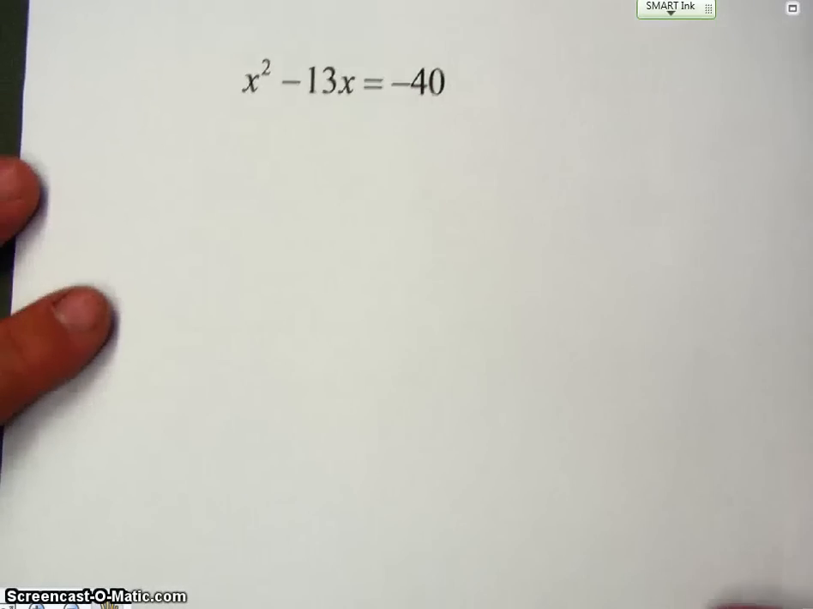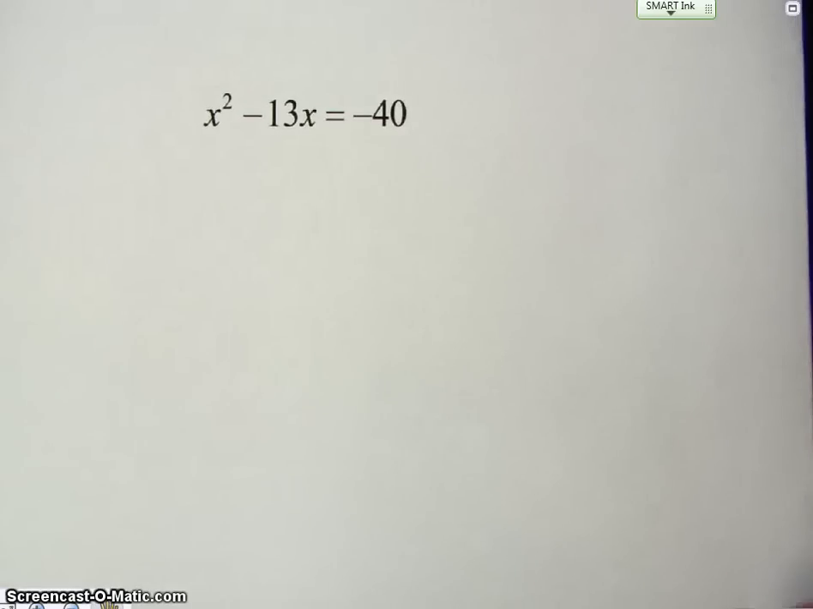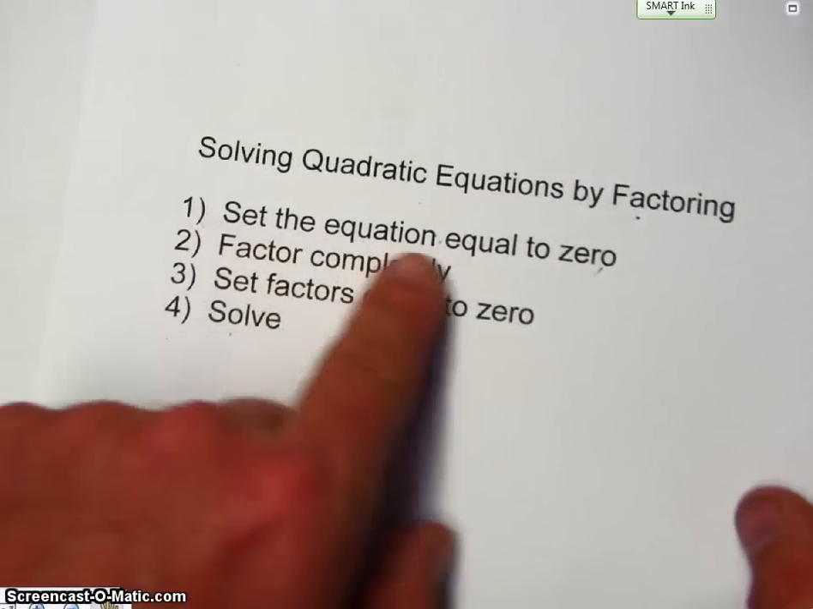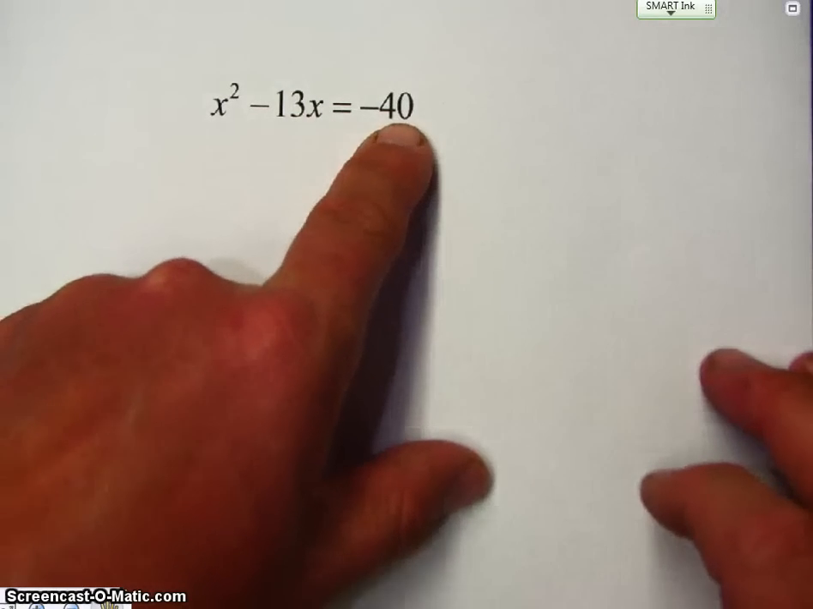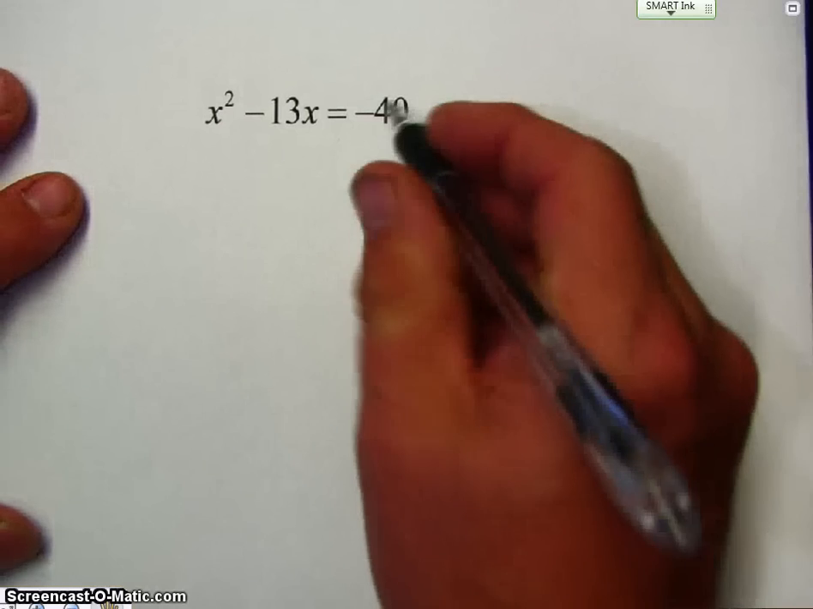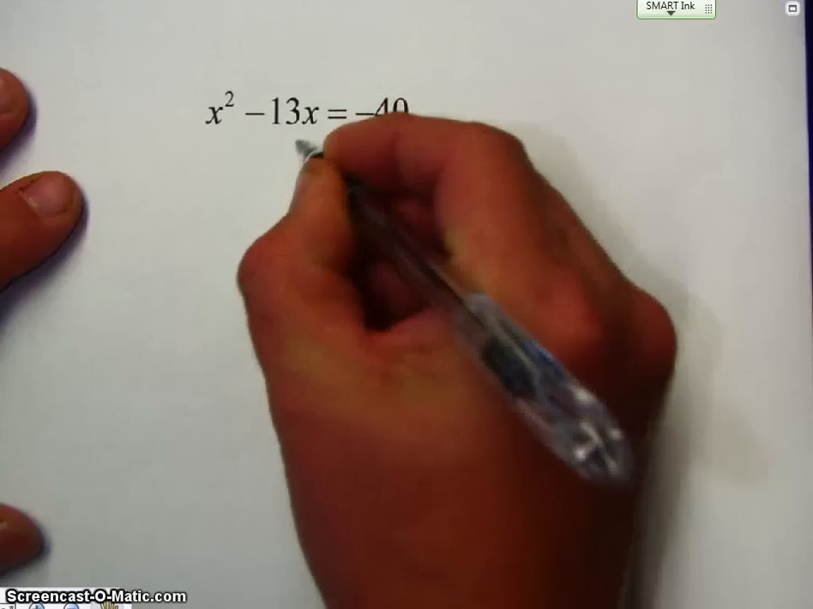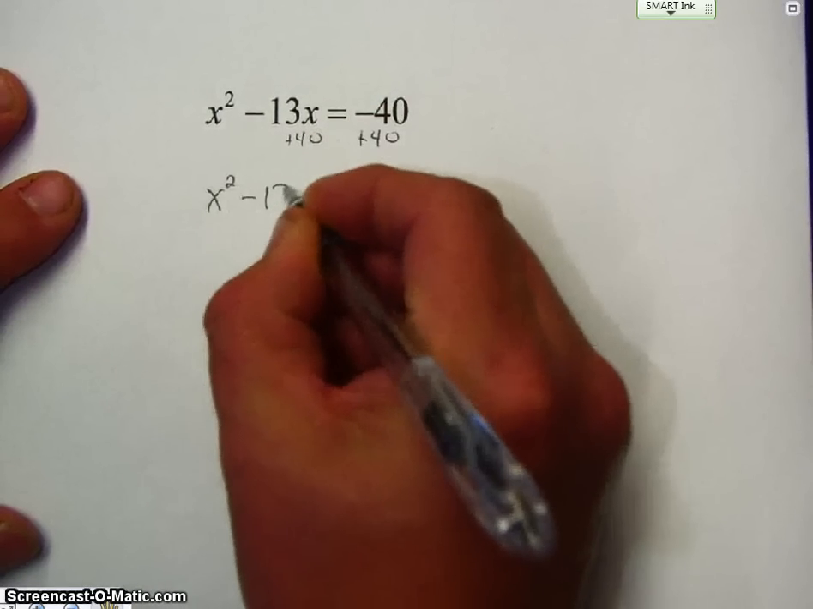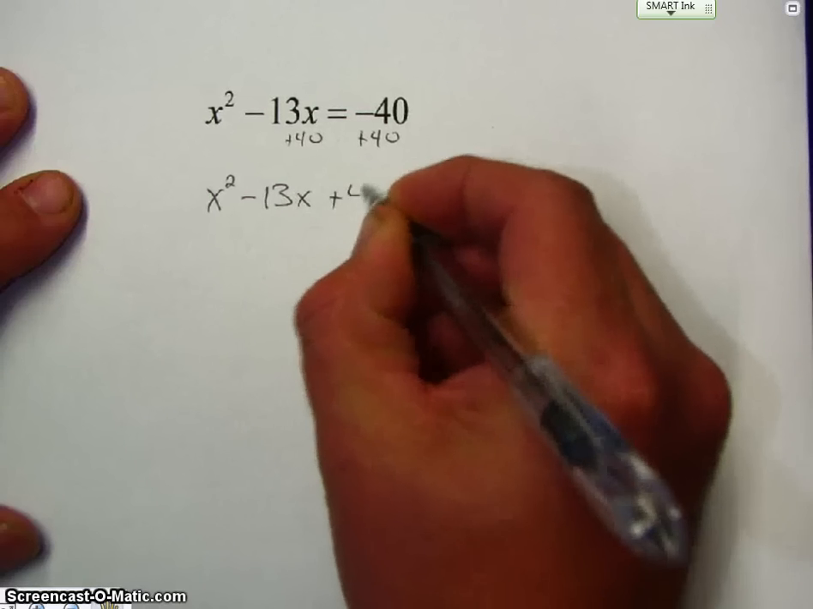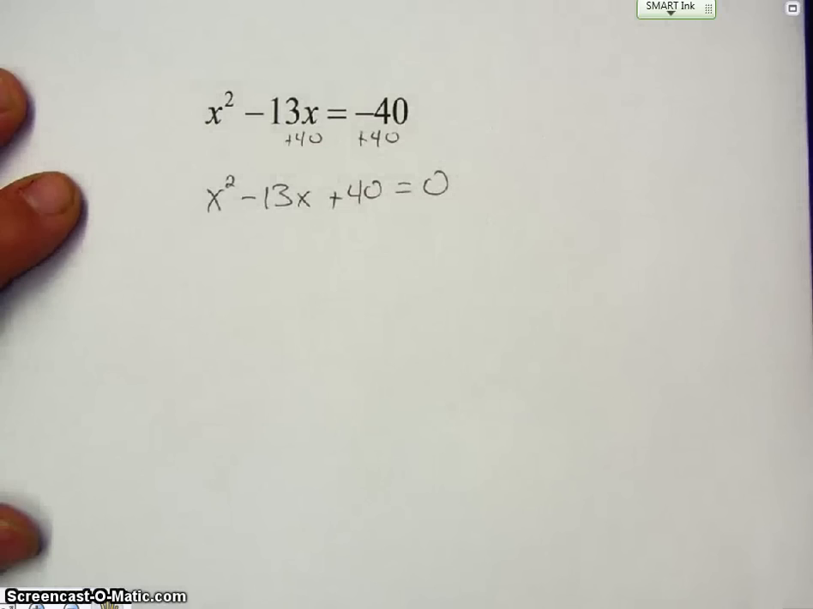All right, last example. All right, first step, set the equation equal to 0. Well, this is equal to negative 40. So that means I got to take this 40 and bring it to the other side, or add 40 to both sides. So I get x squared minus 13x plus 40 is equal to 0.